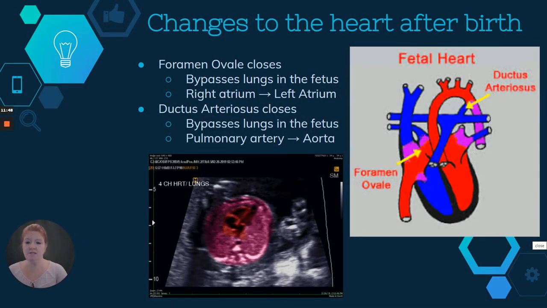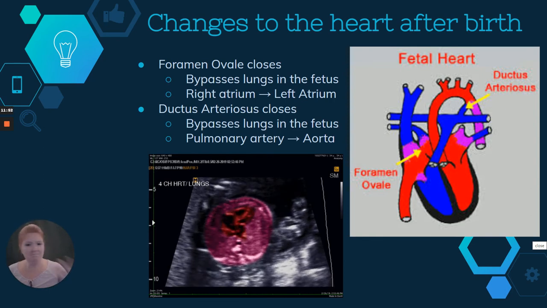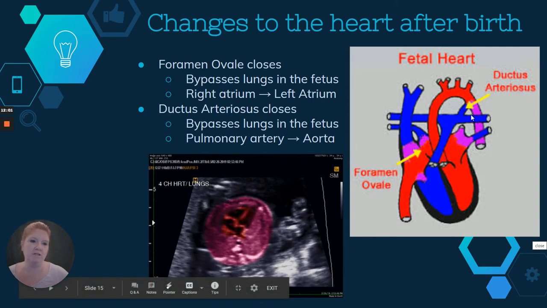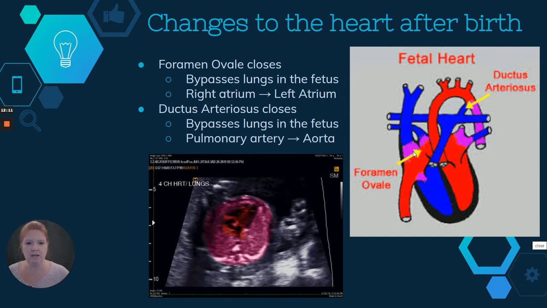What are some changes that occur to the heart after birth? So remember, the fetus happily living its life in the amniotic fluid in the amniotic sac is not using its lungs. So there are two structures: the ductus arteriosus and the foramen ovale, and both serve to bypass the lungs, which are non-functional in the fetus. The foramen ovale is literally a connection between the right atrium and the left atrium. So blood just goes straight across.